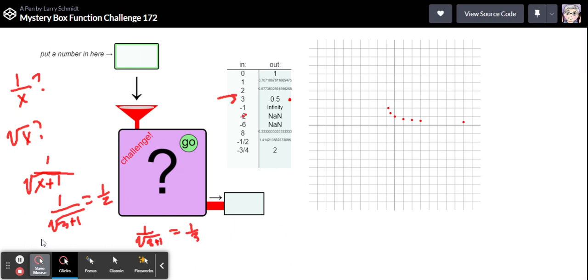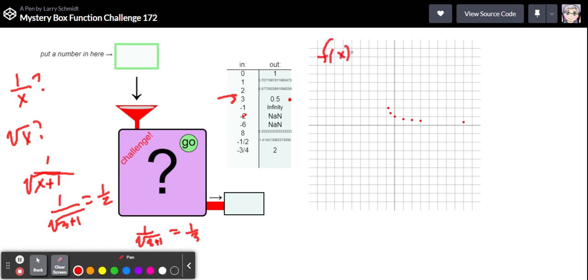I think our function is, well, let me write that out completely. So our function here is f of x, f of x equals 1 over the square root of x plus 1.